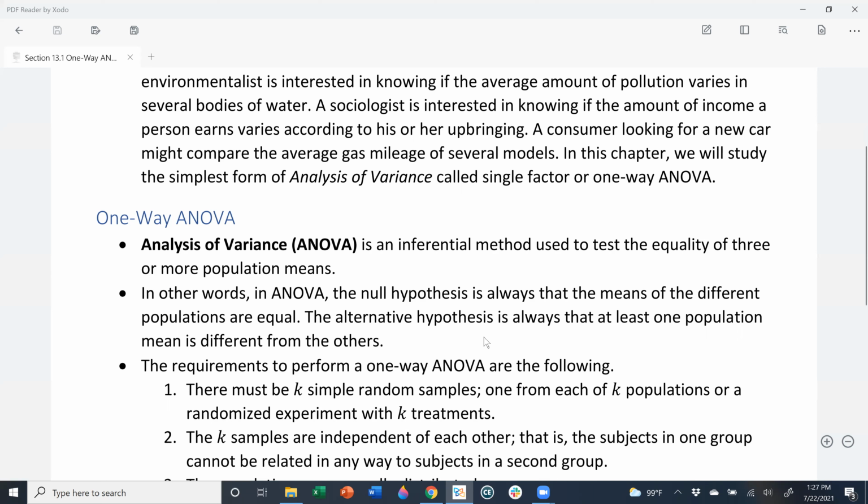The alternative hypothesis is always going to be a statement that says at least one population mean is different from the others. That's going to be the same setup for all of our one-way ANOVA tests. If we end up rejecting the null hypothesis, this test doesn't tell us which mean might have been different. It just tells us that at least one of them is different. It doesn't give us any more specifics than saying that they're not all the same.